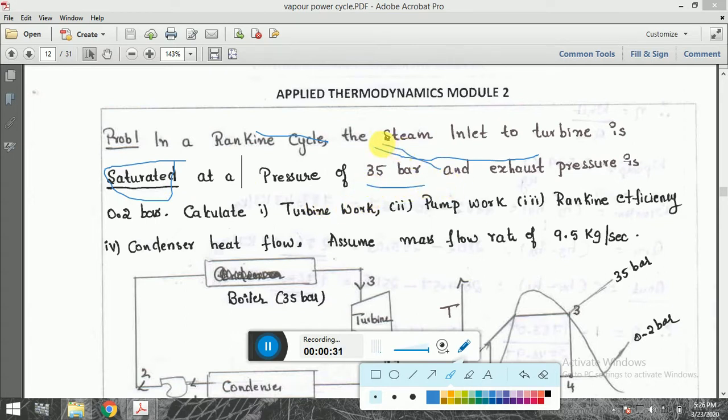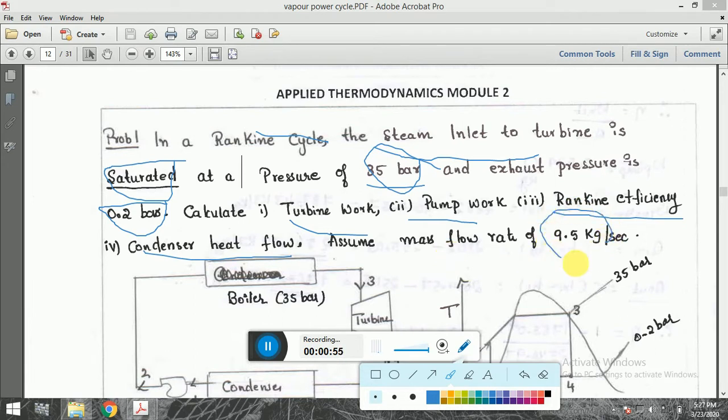The pressure of 35 bar is the pressure inside the boiler, and the exhaust pressure is 0.2 bar. So 0.2 bar is the condenser pressure. We need to calculate turbine work, pump work, Rankine efficiency and condenser heat flow. Assume a mass flow rate of 9.5 kg.